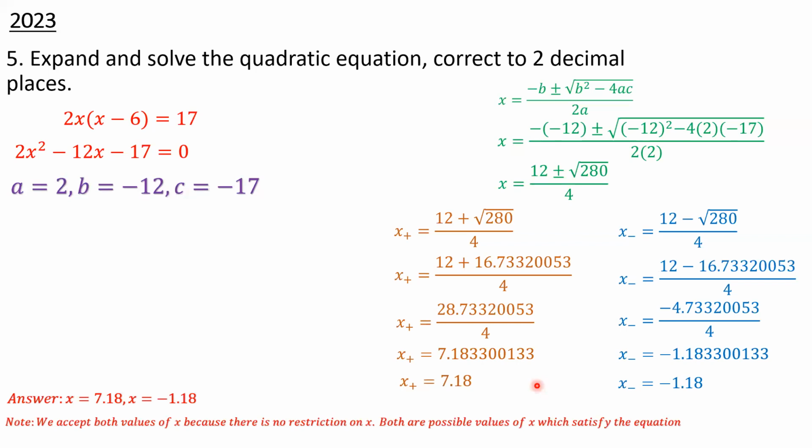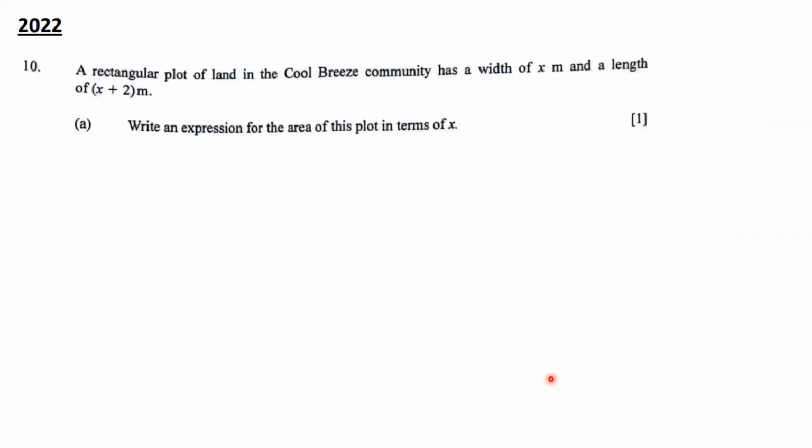All right, let's look at the next question. This one is from 2022. It says a regular plot of land in the Cool Breeze community has a width of x meters and a length of x plus 2 meters. Write an expression for the area of this plot in terms of x.